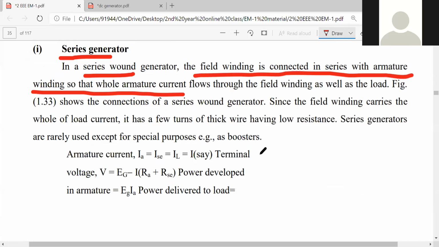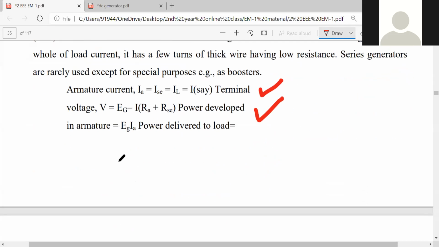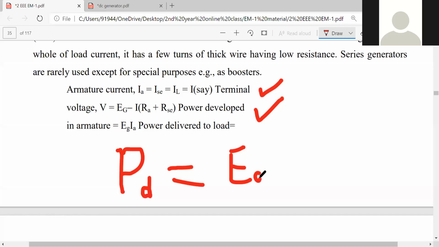So the three currents are equal. This is the voltage equation. Next, power developed by the armature, similar to the separately excited generator. Power developed equals voltage into current. Power developed is represented with PD. PD equals the generated voltage EG into the armature current IA. So this is the power developed in the armature.